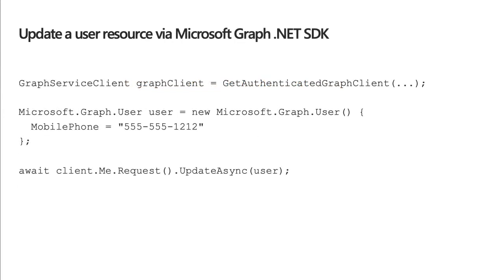So if I was doing this with the .NET SDK, you can see here we're doing a similar thing. I'm creating a user object, but the difference is I'm getting a reference to a specific user, in this case, me, and then I'm submitting the new user object that I want to patch using the UpdateAsync method.